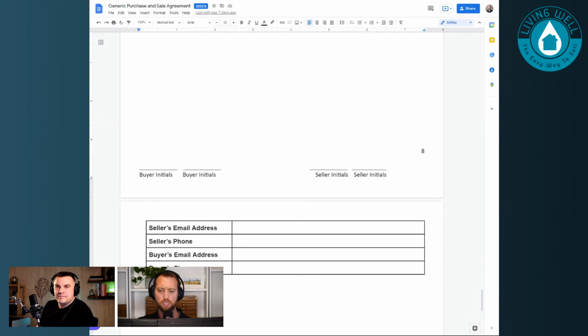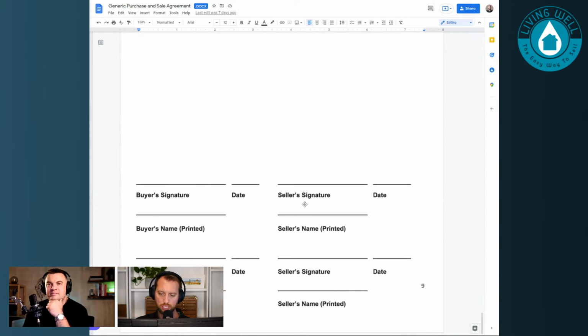And then again, it's going to have everyone's contact information. The title company is going to need this anyways, so just by good practice, we put it in here to make it simple. And then every single page is going to have a buyer initial and a seller initial. And then finally, the signatures and dates and printed names of everybody.